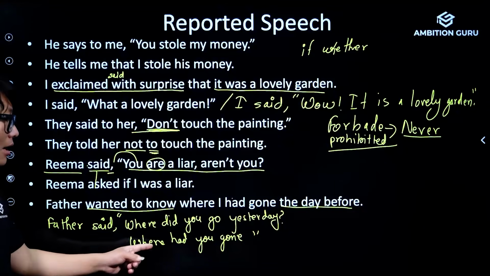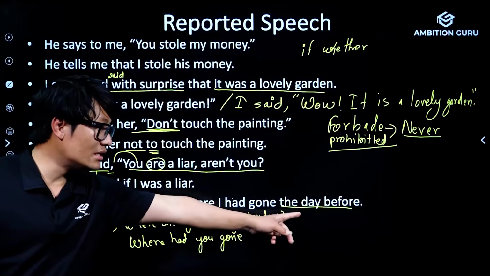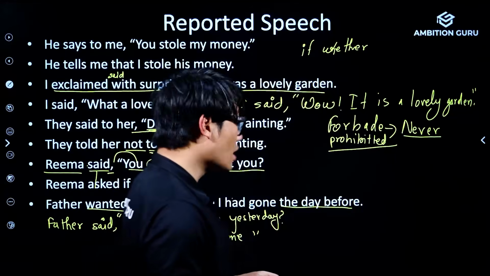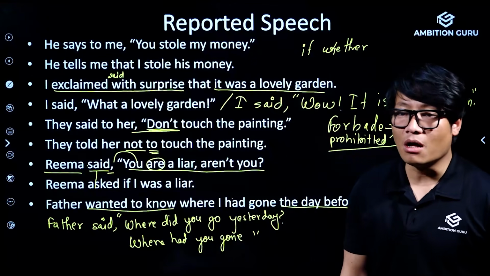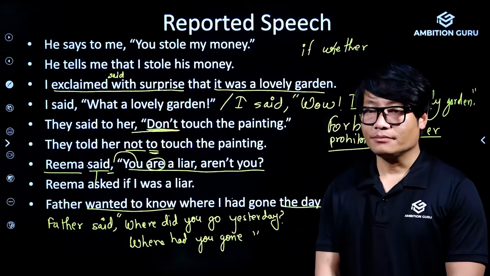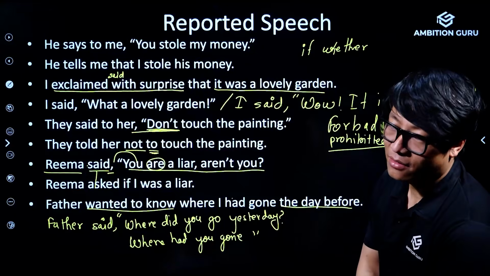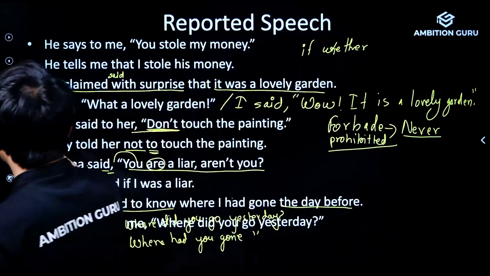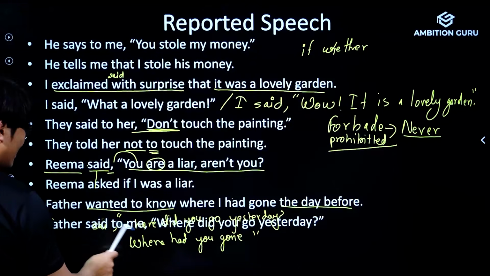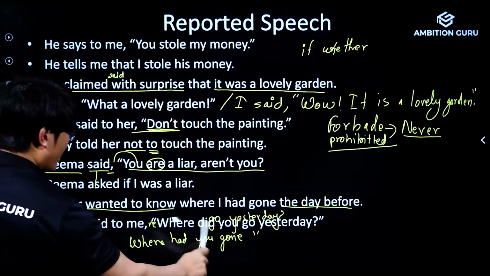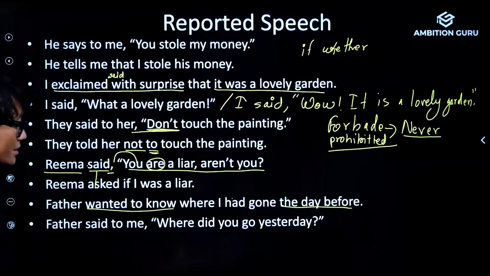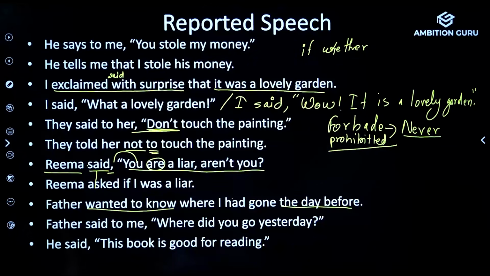Next, it can be present perfect. But because of the day before, we can write here a past tense. So its answer is where did you go yesterday, or where had you gone yesterday? Okay. Thank you so much. So you can see the answer here. Father said to me, or father said, where did you go yesterday? Or where had you gone yesterday? So this is the answer. Next question. He said, this book is good for reading.